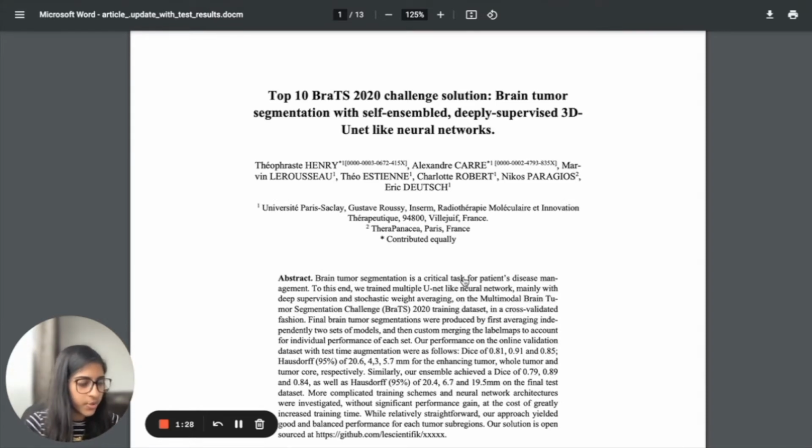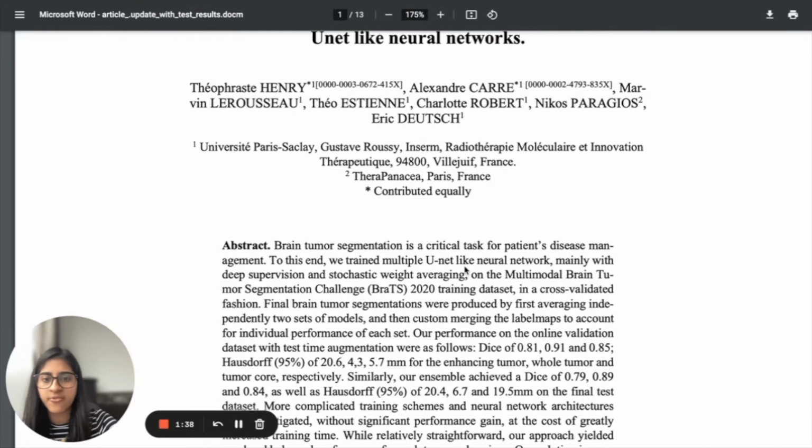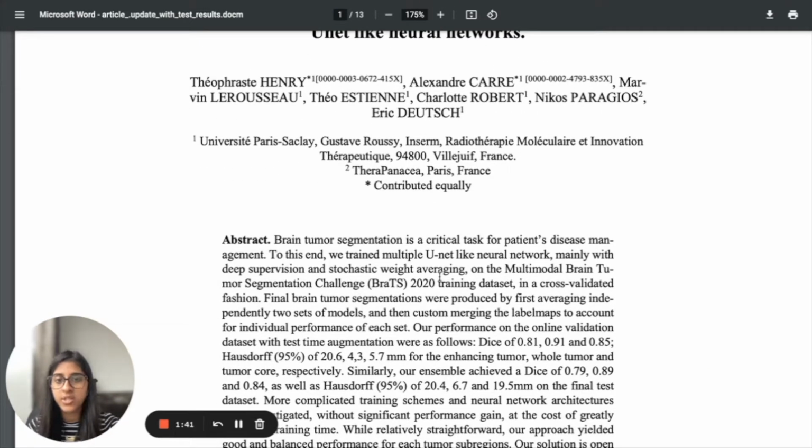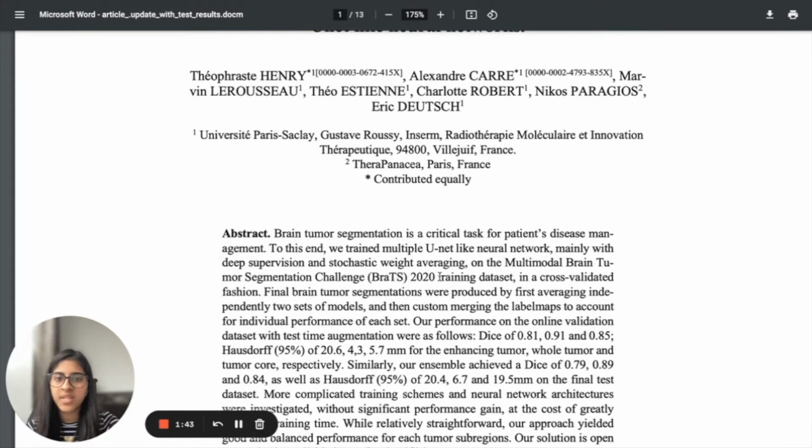To start off, in the abstract, they said that they trained multiple UNet-like neural network architectures on the training data set for the BraTS 2020 challenge. The 3D UNet is basically a model used for 3D images, and UNet is a really common semantic segmentation model. They use different variations of it, which I'm excited to read because I've worked with 2D UNet in the past, which works with 2D images, and this one is a bit of a level up, like a challenge.